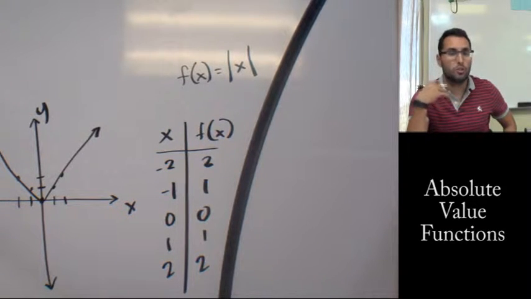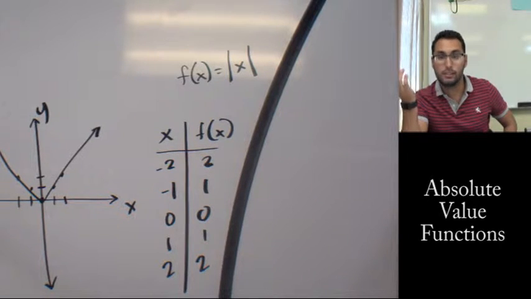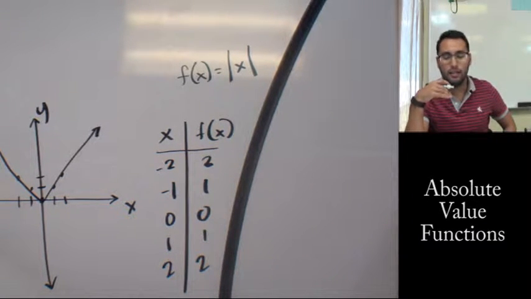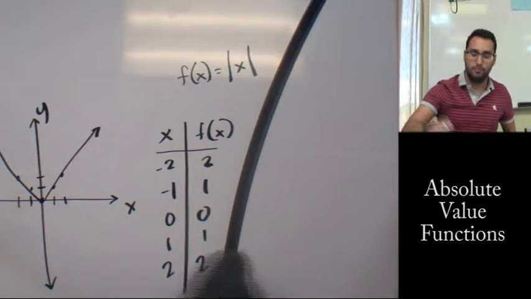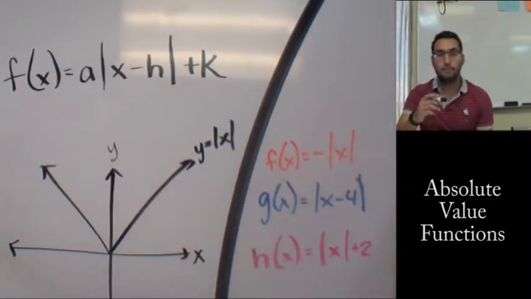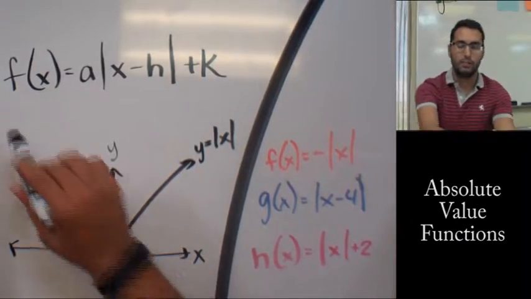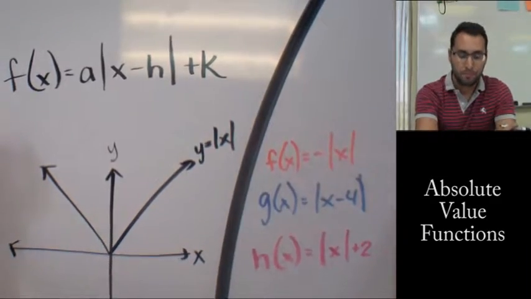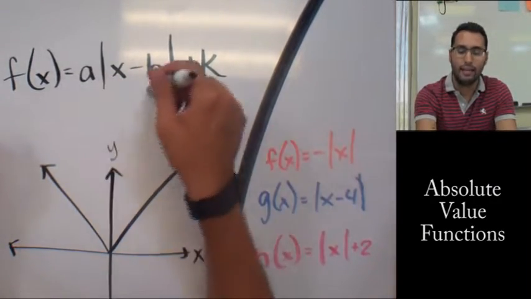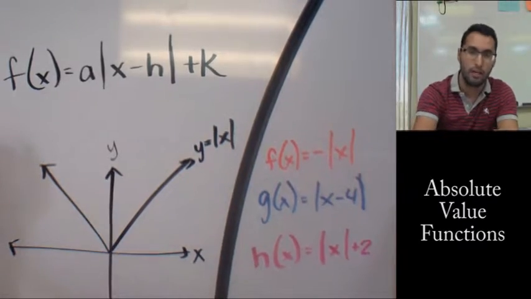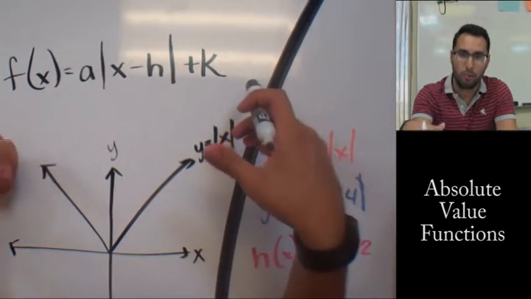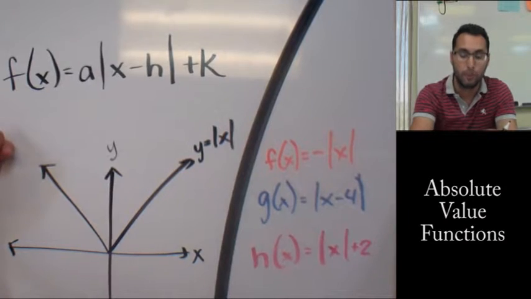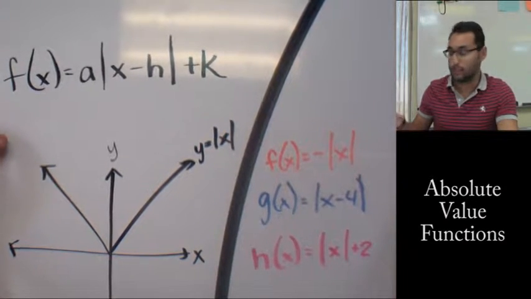Now with this, there are numerous things that you can change. You can translate it, you can dilate it, and I'm going to show you how to do that. Here is the form of an absolute value function: f of x equals a times the absolute value of x minus h, plus k. These values a, h, and k do something to our parent graph. Typically, we'll start with our parent graph and perform different transformations to it. Let's explain what these things actually do.